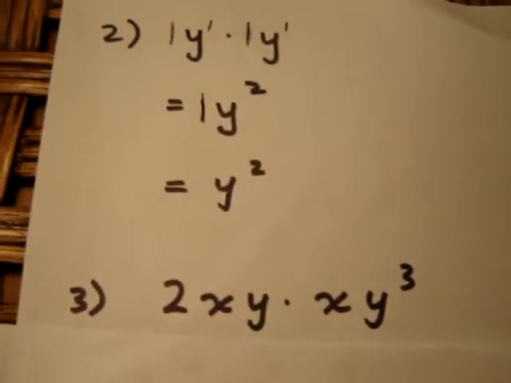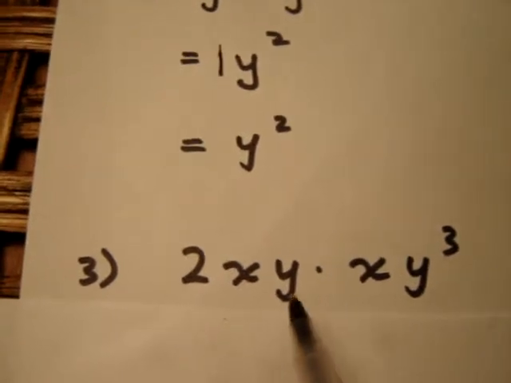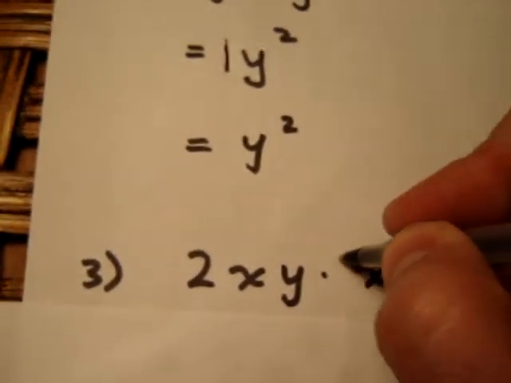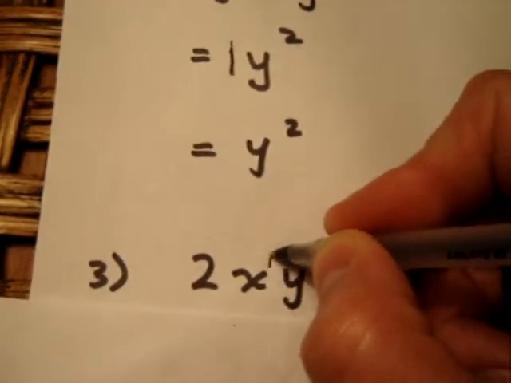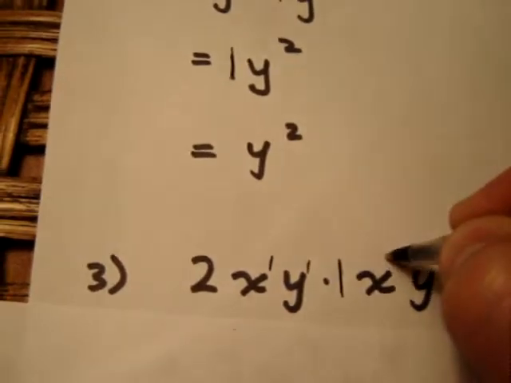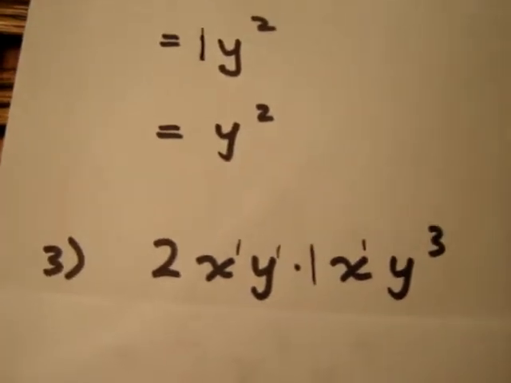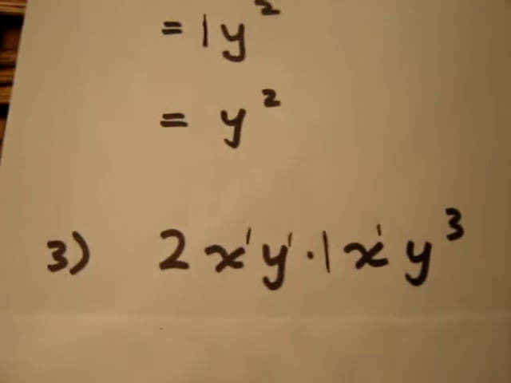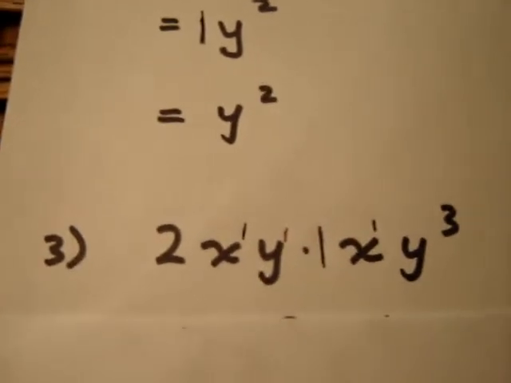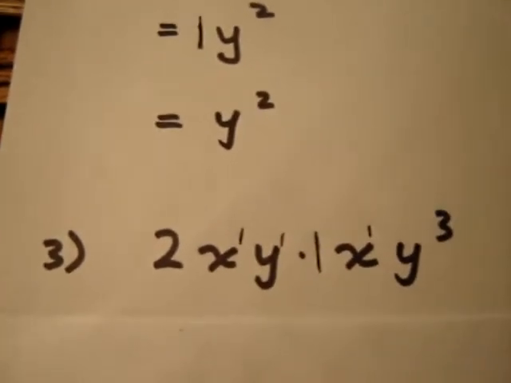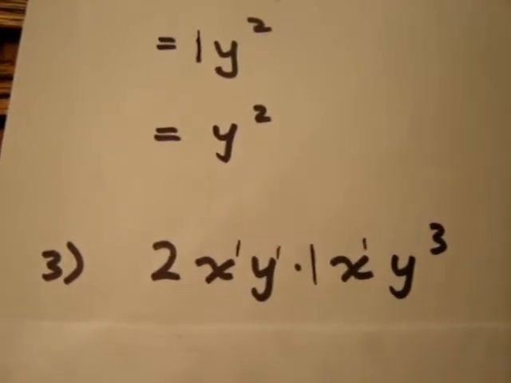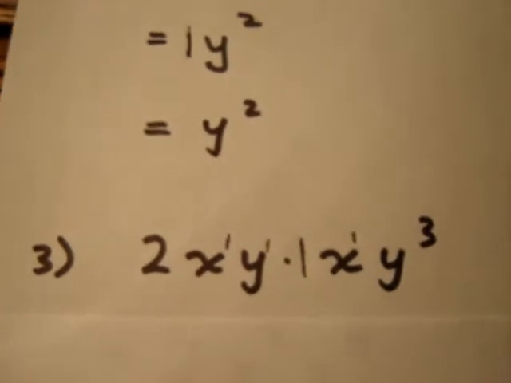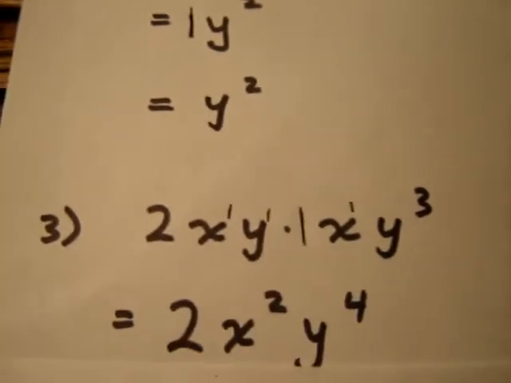Our next product rule question is 2xy times xy cubed. Well, sometimes we find it helpful to put the coefficients in and to put the exponents in. So if they're not visible, they're 1s. And now we're going to multiply our coefficients. 2 times 1 is 2. We're going to add the exponents on x. 1 plus 1 is 2. And add the exponents on y. 1 plus 3 is 4. So our final answer should be 2x to the 2, y to the 4. Bingo.